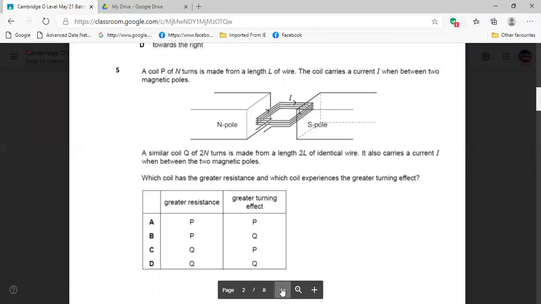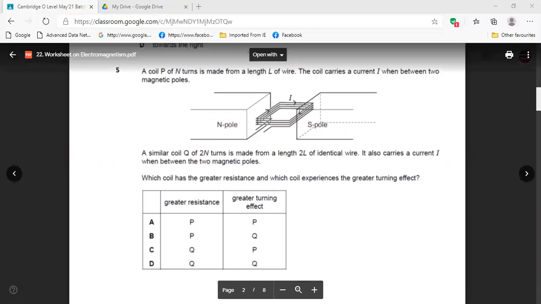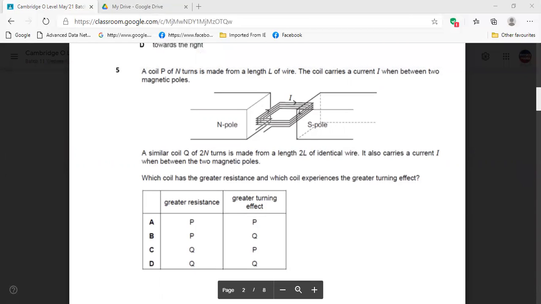So 5, you continue 5. A coil P of N turns is made from a length L of wire. The coil carries the current I when between two magnetic poles. A similar coil Q of 2N turns is made from a length 2L of identical wire. It also carries the current I when between the two magnetic poles. Which coil has the greatest resistance and which coil experiences the greater turning effect? Yes, think of it.